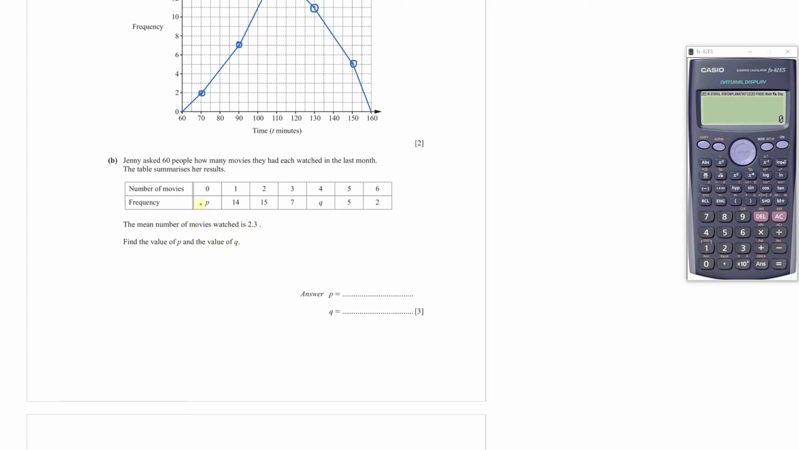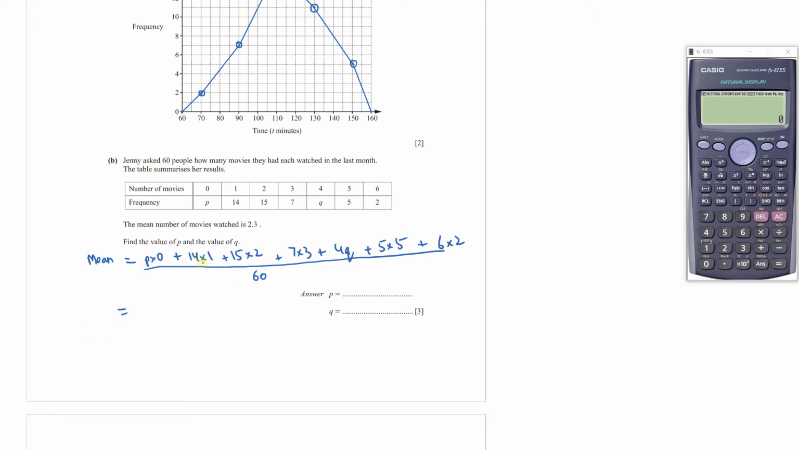To calculate the mean, you multiply the frequency by its corresponding value. So let's first find the equation for the mean. The mean will be p times 0 plus 14 times 1 plus 15 times 2 plus 7 times 3 plus 4 times q plus 5 times 5 plus 6 times 2, and then divided by the total number of values, which is the sum of all these frequencies, which we know is 60 because the survey was for 60 people.